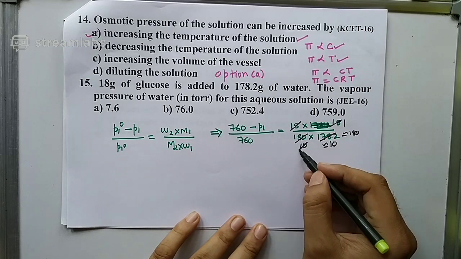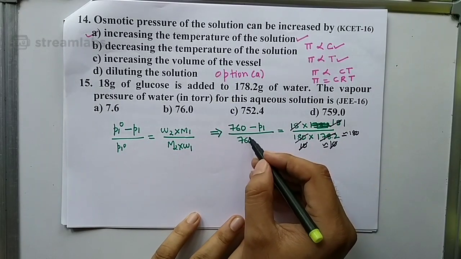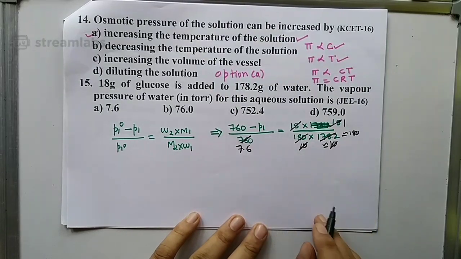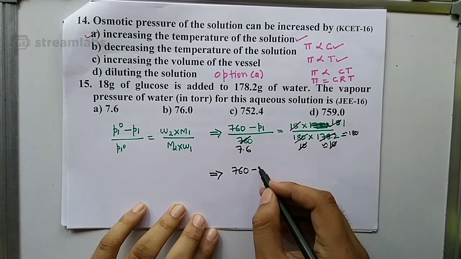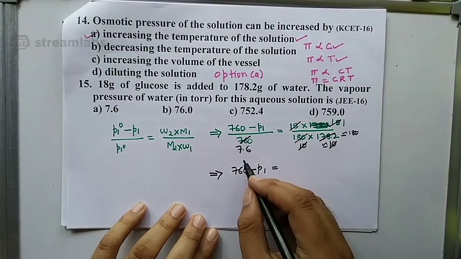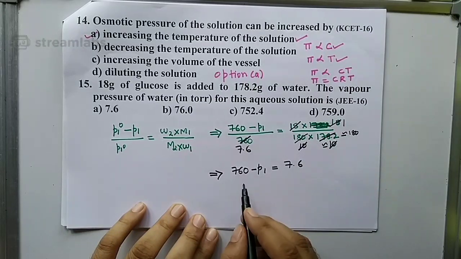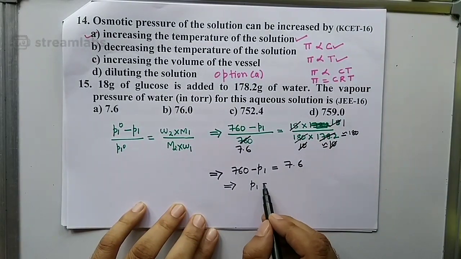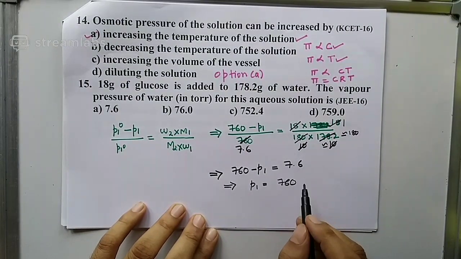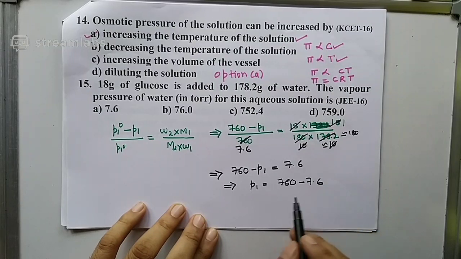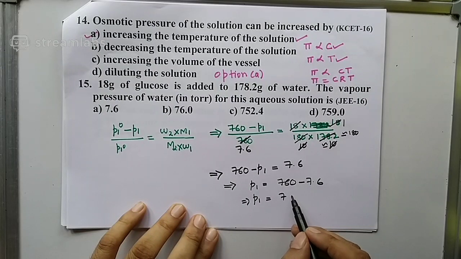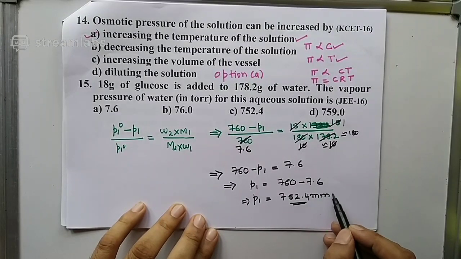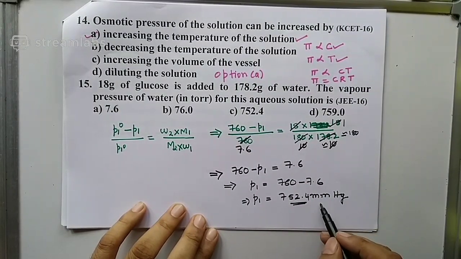Now I can shift the decimal point here, so I can write it as 7.6 times. This implies 760 minus P1 is equal to 7.6, so P1 is equal to 760 minus 7.6. So P1 will be 752.4 millimeter of mercury, which is also called torr.